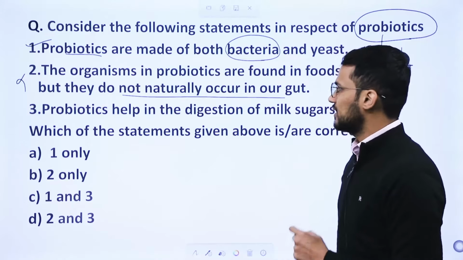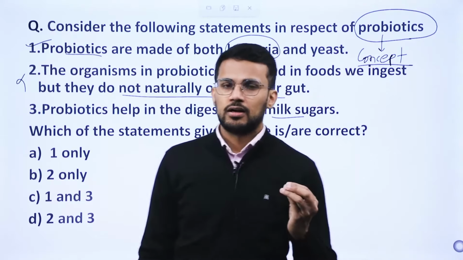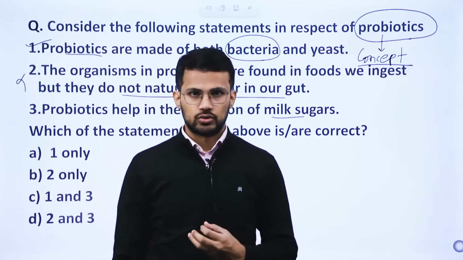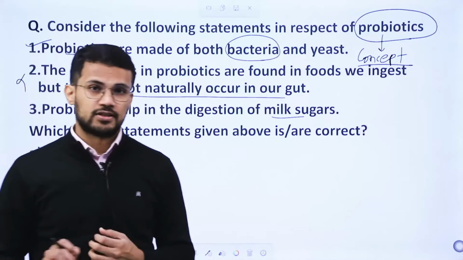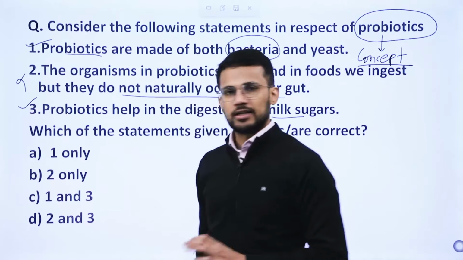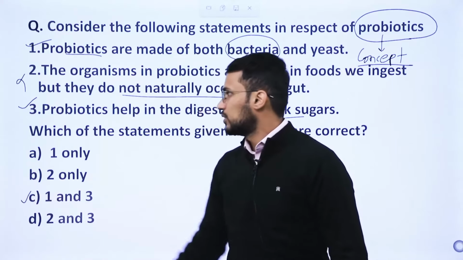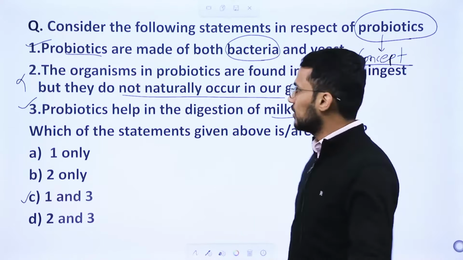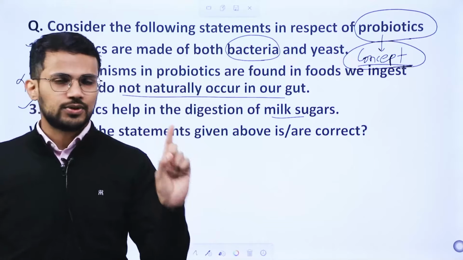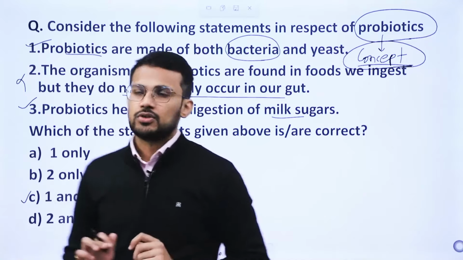Third, probiotics help in the digestion of milk sugars. Right. So that is a correct statement. There are some bacteria that help in the digestion of milk sugar. For example, Lactobacillus acidophilus helps in the digestion of milk sugar. So the third statement is correct. Fine. So the answer to this question is 1 and 3, that is mentioned in option C. The second statement is incorrect. Here it is more about the understanding of the concept. So two parts, first is concept, second is application. This question is more of a conceptual question. Fine.